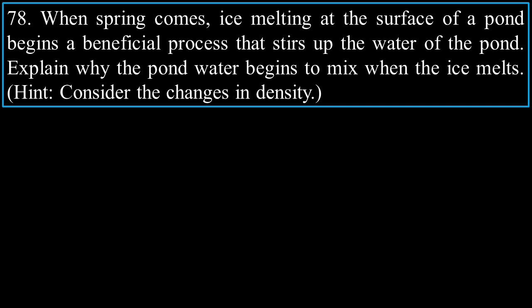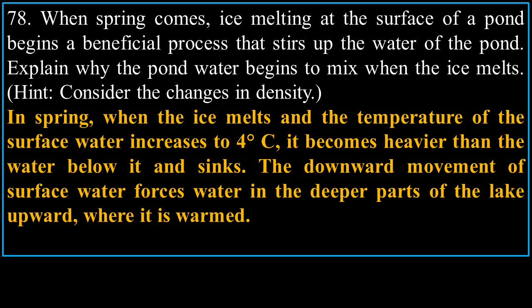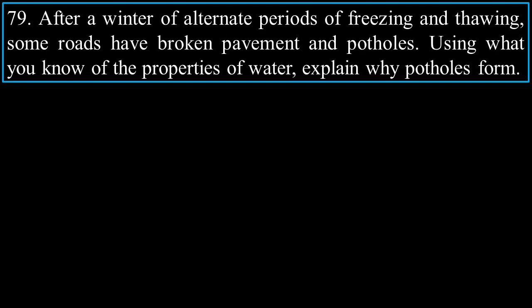Explain why the pond water begins to mix when the ice melts. In spring, when the ice melts and the temperature of the surface water increases to 4 degrees Celsius, it becomes heavier than the water below and sinks. The upward movement of the surface water forces water in the deeper parts of the lake upward, where it is warmed. And then you get that suspension of muddy water, quite dramatic.